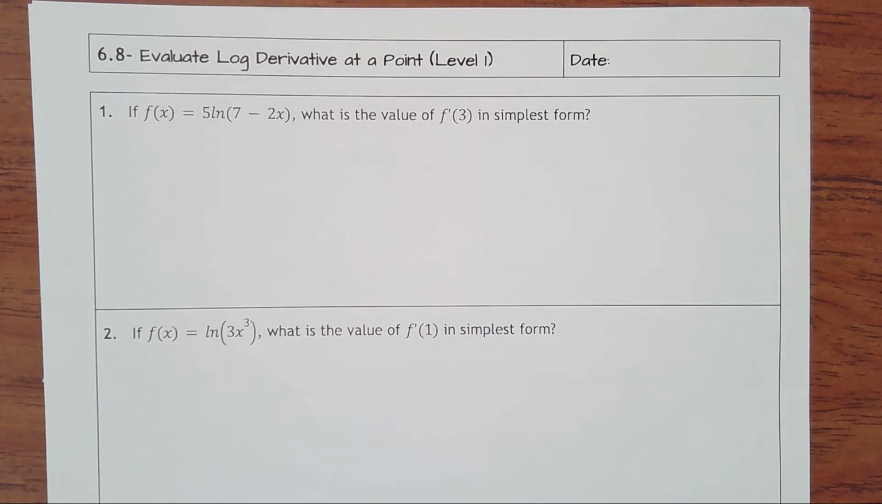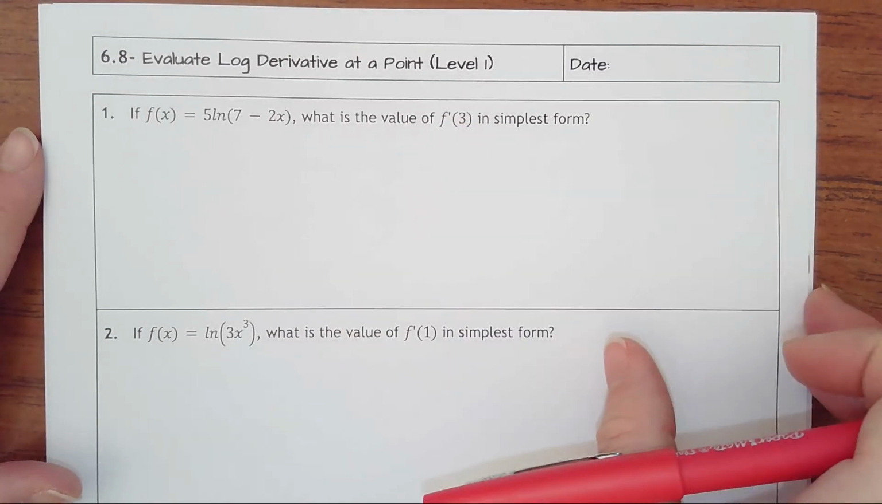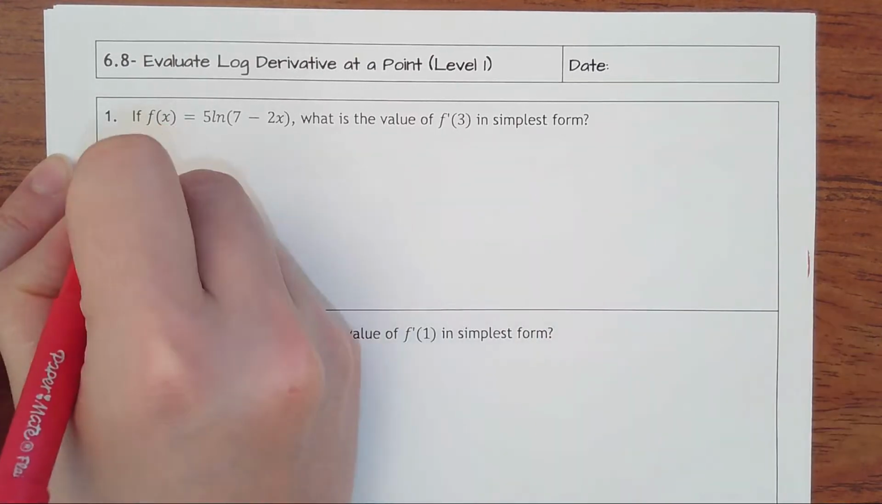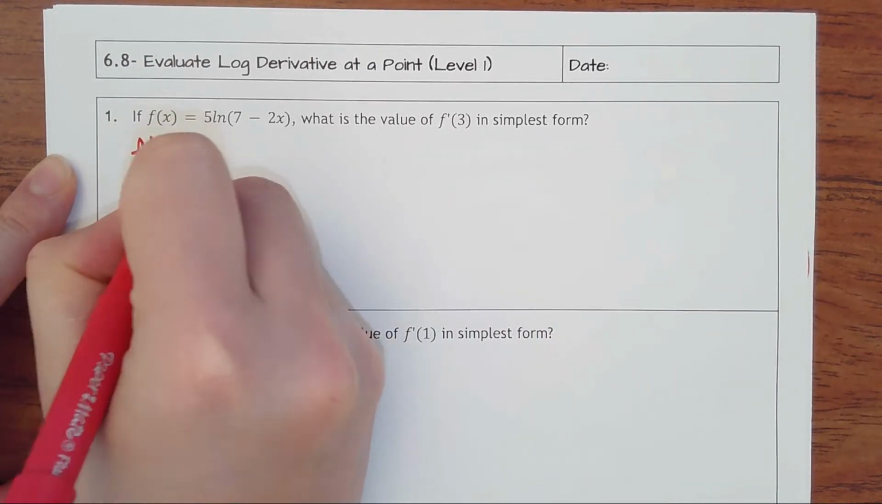6.8, evaluate log derivative at a point, level 1. We've got our function 5 times natural log of 7 minus 2x. What is the value of f prime of 3 in simplest form? So our first step is to find the derivative of this function.